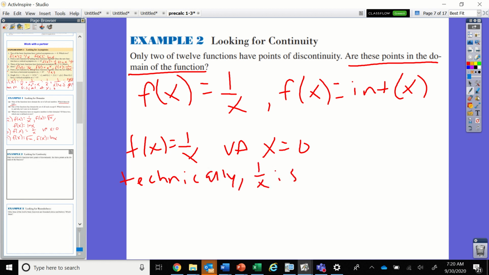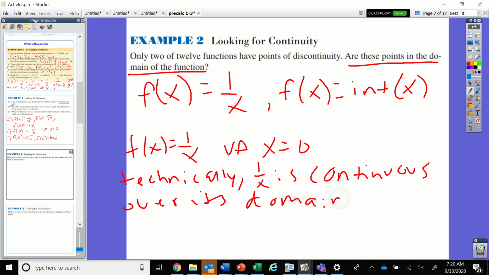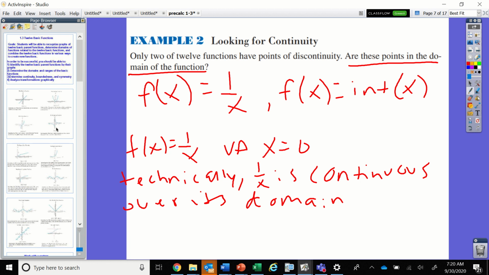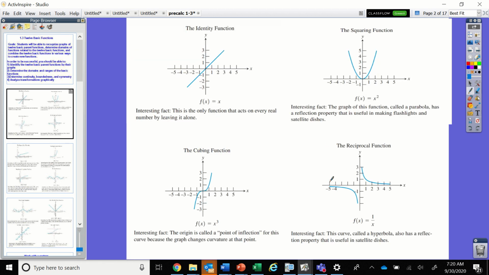1 over x is continuous over its domain. Now, it's not a continuous function altogether, but if you're talking specifically over its domain, it is continuous. So if I look at the function here, I can trace over this part and not have any holes or gaps because that's part of the domain. And I can trace over this part here and not have any holes or gaps because that part is part of the domain. Altogether, it's not a continuous function. However, we could classify it as continuous over its domain because this part right here at x equals 0 isn't a part of the domain anyway.